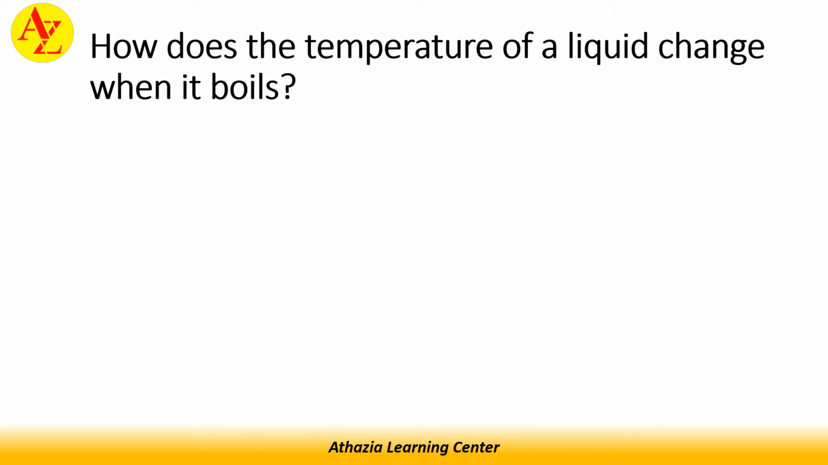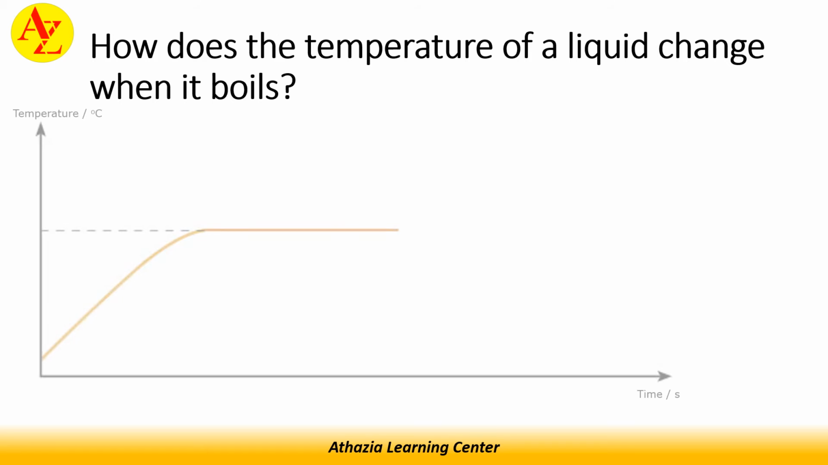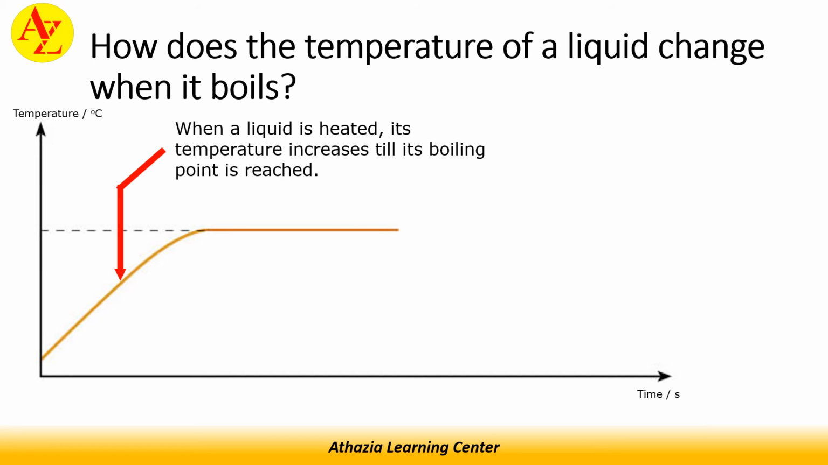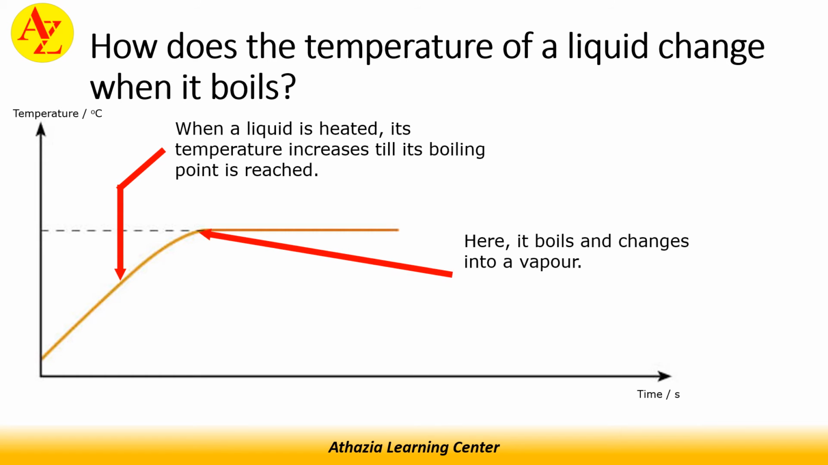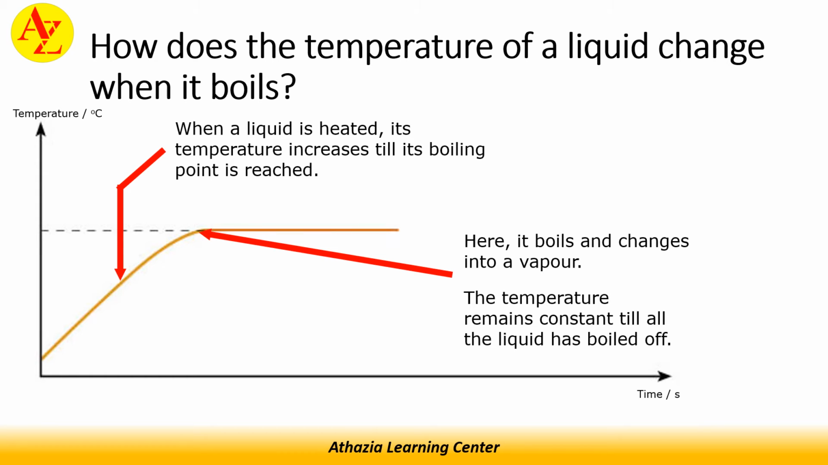How does the temperature of a liquid change when it boils? When a liquid is heated, its temperature increases until its boiling point is reached. Here, it boils and changes into a vapor. The temperature remains constant until all the liquid has boiled off.